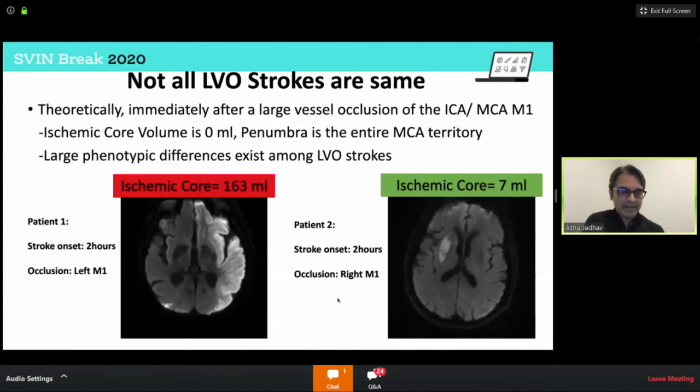Patient 1 has a left M1 occlusion, and they underwent MRI showing 163 cc's of core on presentation, and patient number 2 came around 2 hours with a right M1 occlusion with 7 cc's of core. So these may not be phenotypes we recognize just based on clinical exam, but when we do advanced imaging, we can see that the core size is different in these 2 patients, suggesting there's underlying differences in their pathophysiology.